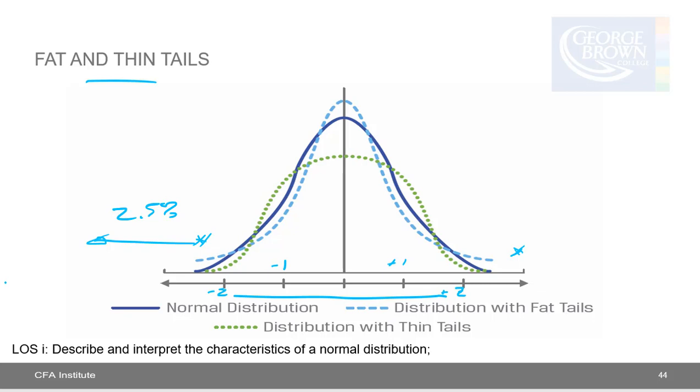The exhibit shown in the slide gives examples of bell-shaped distributions with much fatter and thinner tails than the normal distribution. The curve with the solid line represents the normal distribution. The curve with the dashed line, which you can see is blue colored, is with fatter tails than the normal distribution, and the curve with the green dotted line is an example of a distribution that has thinner tails than a normal distribution.